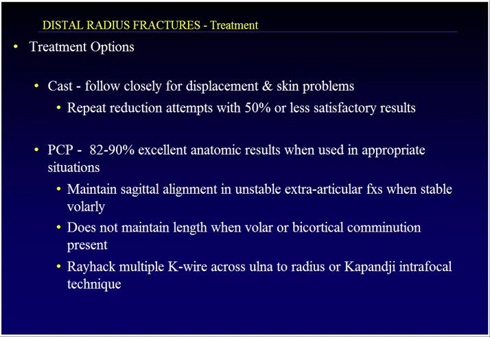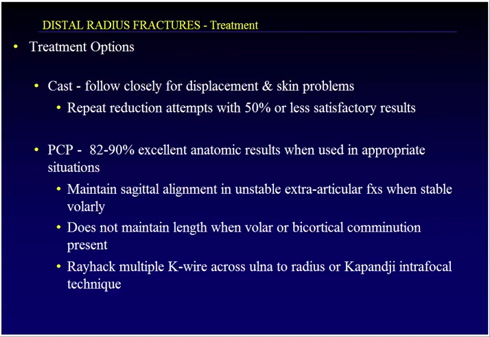If you have a patient that you're treating closed and the patient loses reduction, repeat closed reduction of those injuries is associated with 50% or less satisfactory results. So in other words, if you treat a patient closed, they lose their reduction, and their alignment is now unacceptable, that would be an indication for surgical intervention.